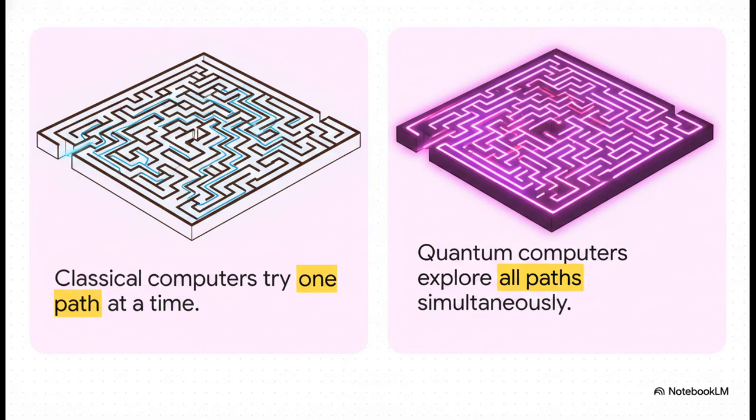Picture a maze. When a classical computer, so think of your phone, your laptop, or your gaming PC, tries to solve that maze, it operates linearly. It basically has to try one single path at a time. It goes down a path, hits a dead end, backs all the way up, and starts over. Kind of tedious, right? But a quantum computer? Oh man, it essentially flows through every possible path in that maze at the exact same time, like water just flooding the whole thing at once.